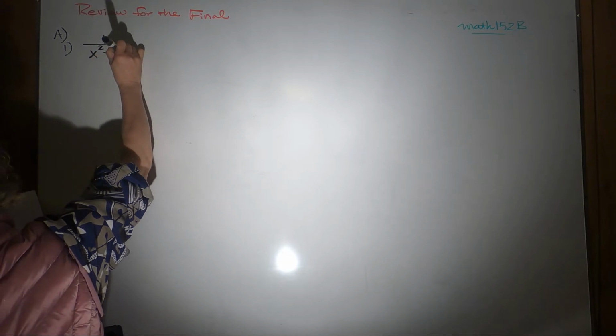Let's do the review for the final. What we have been learning is to solve quadratic equations, right? In the meantime, we learned polynomials in fraction forms, which are rational expressions and rational equations. Rational expressions and equations mean what? In fractions.